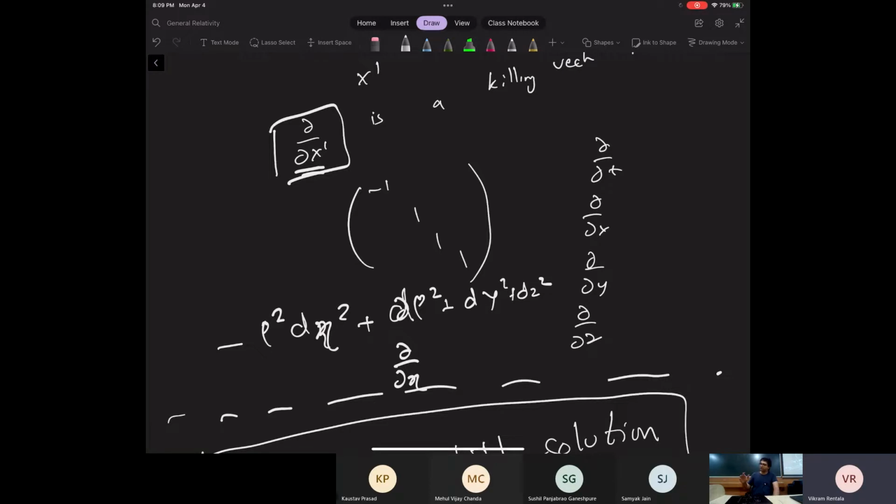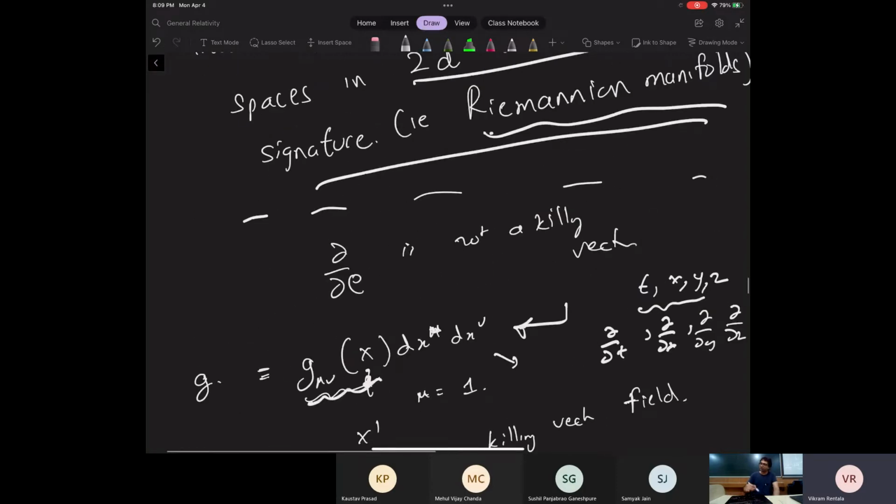And so I would have to cleverly guess a coordinate transformation such that in that coordinate system the metric doesn't depend on some particular coordinate. I can use that to figure out Killing vectors.